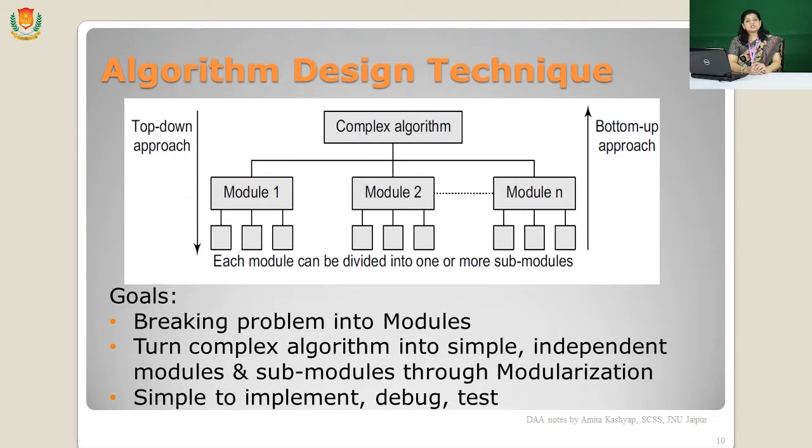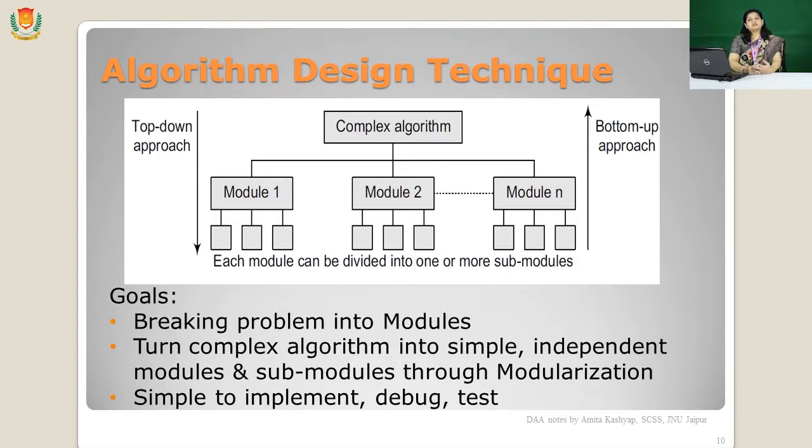Another way is that we focus on small steps. We club those steps and finally design some logic that can solve our complex problem. So we start with the small steps, then club them to make a module, and then the module results can be clubbed into the whole output of a complex problem. This approach is called the bottom-up approach.